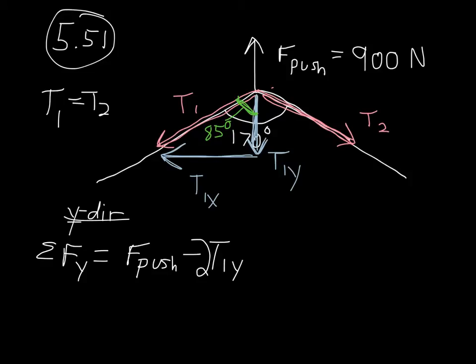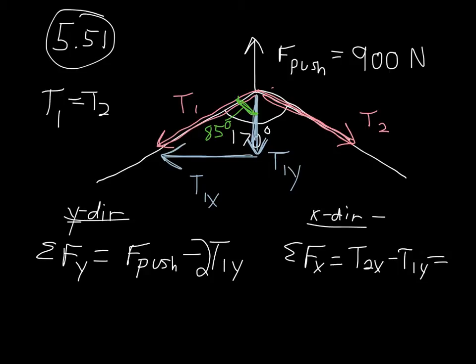Okay. Let's do it for the x direction as well. Sum of forces in the x direction. What forces are acting to the right? T2x. What forces are acting to the left? T1x. What's the total acceleration of these forces? 0.